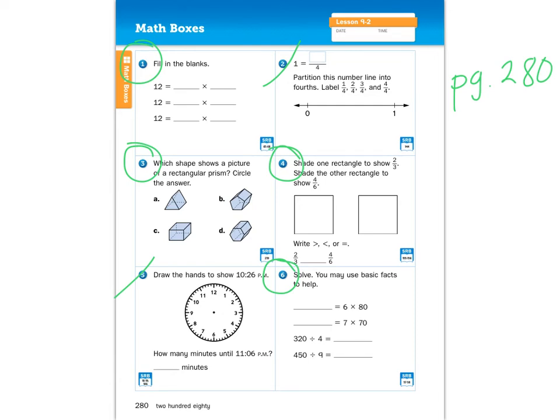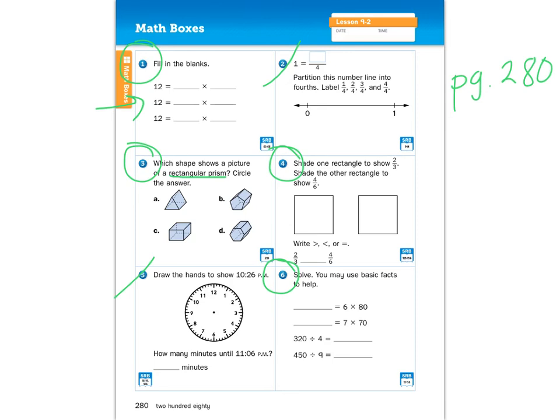So for the first one, you are thinking of 3 different ways that you can get 12 as your answer. I want you to try to use all different factor pairs in there, so none of them the same. Don't do 12 times 1, 1 times 12. I just gave you 1, but don't do that for 2 of them. Try to think of all different factor pairs. Number 3, which shape shows a picture of a rectangular prism? Remember, a prism has rectangular sides, but if it's a rectangular prism, that means that the base is also a rectangle. So faces are rectangles and the base. Circle the answer, only 1.